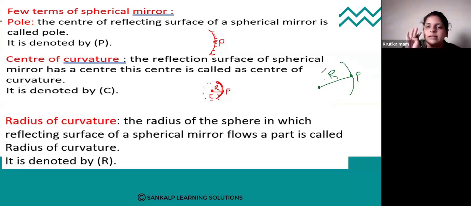So the pole is the center of the mirror. The center of curvature is the center of the spherical mirror. The radius of curvature is the distance between the center of curvature and the pole.